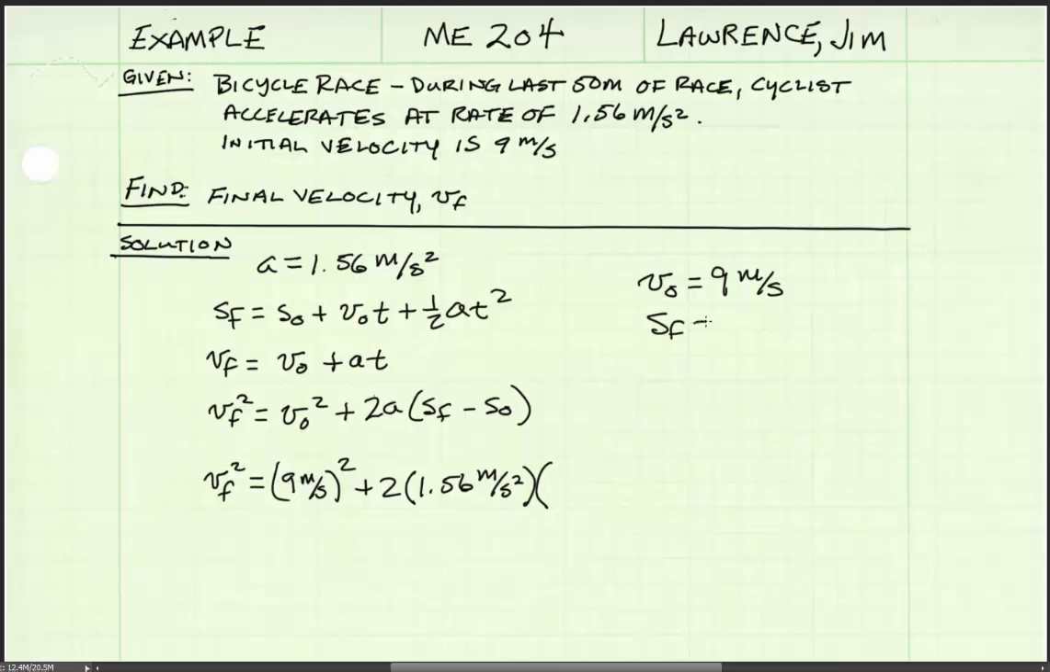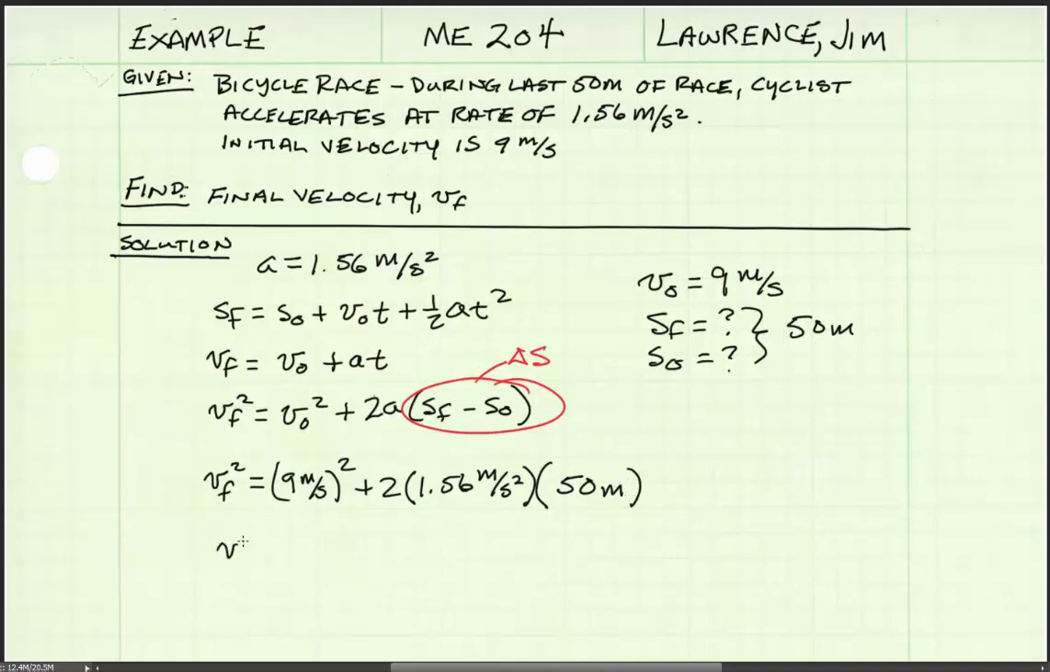Well, we don't know what S final is, and we don't know what S naught is. But we do know that the change between these two is 50 meters because we're looking at the last 50 meters of the race. So we can consider this part of the equation as a delta S, or a change in position. With that in mind, we put into our equation 50 meters. Now our only unknown is our final velocity squared.